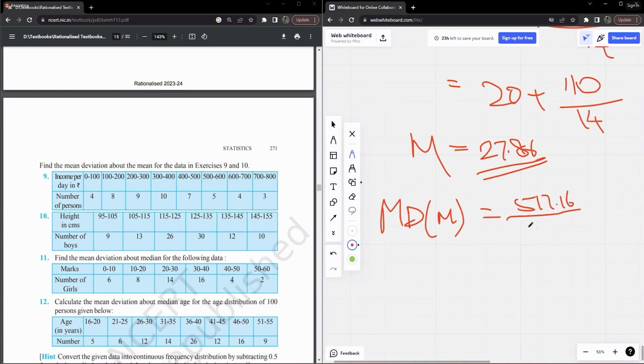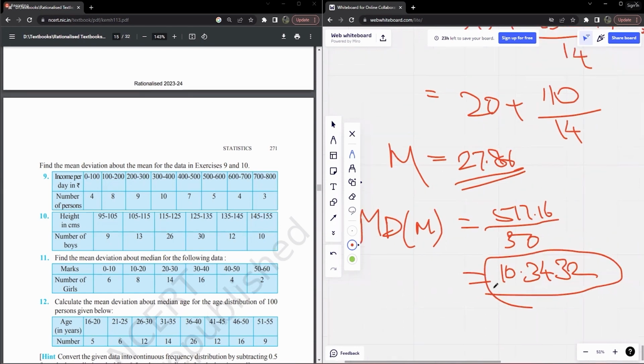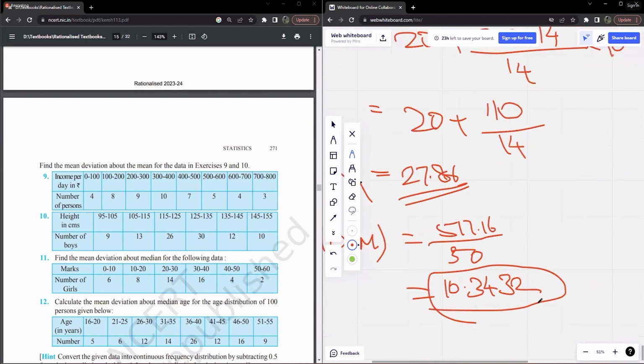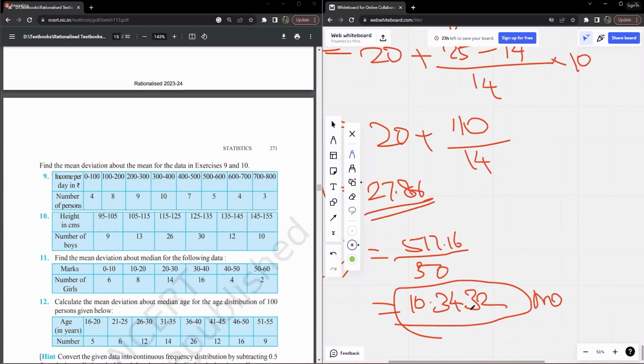Therefore, your mean deviation above the median is going to be 517.16 divided by the number, 50. If I do 1 into 2, this is going to be 1034.32 divided by 100. So I'll move the decimal 2 places over, which gives me 10.3432 as the mean deviation. Since the deviation is for marks, I'll write this as 10.3432 marks. That's it.